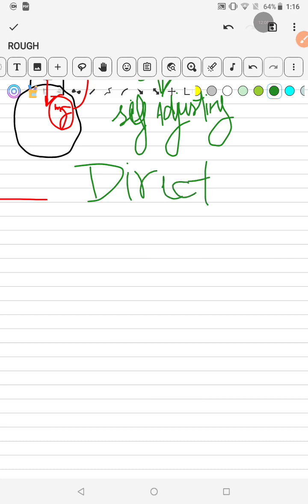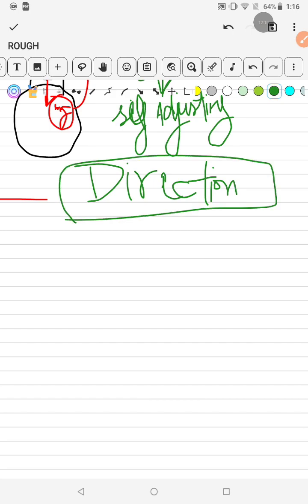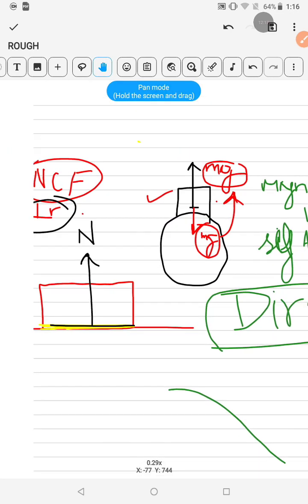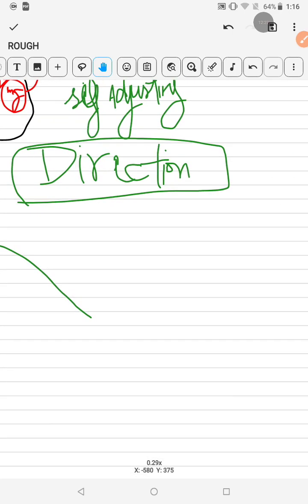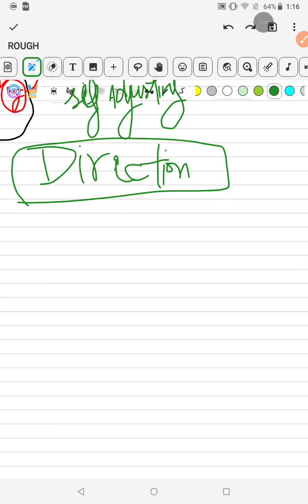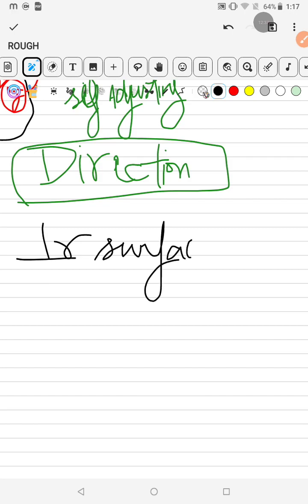Talking about the direction, how to find the direction, etc., we will learn here. We have already seen here that normal is perpendicular to the surface. So again, let's understand. Normal acts perpendicular to the surface. Always remember, normal acts perpendicular to the surface in contact.